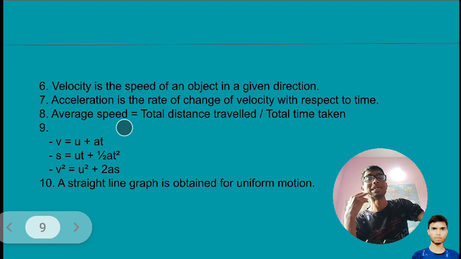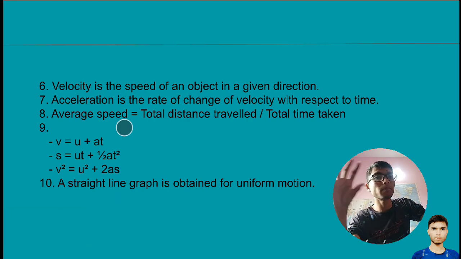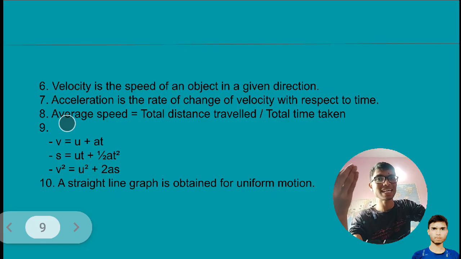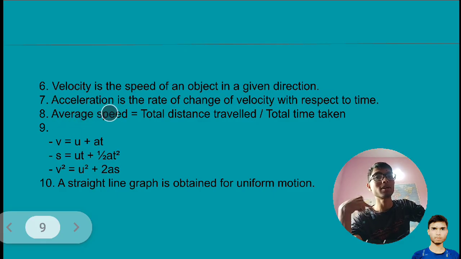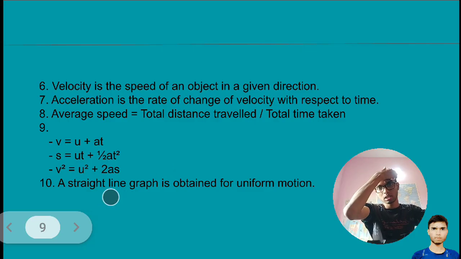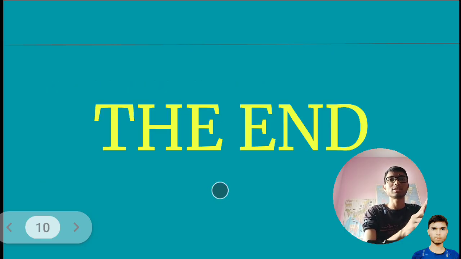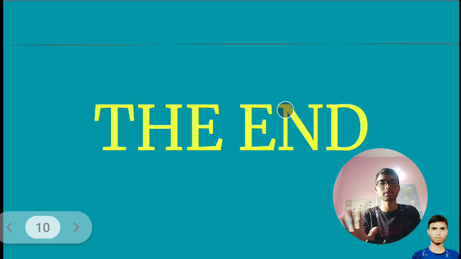Rather than writing a complete word, we can write only a letter. v is represented as final velocity, u as initial velocity, a as acceleration, t as time, s as displacement. A straight line graph is obtained for uniform motion. That's it. We have completed.